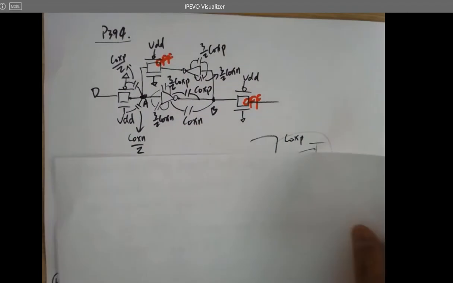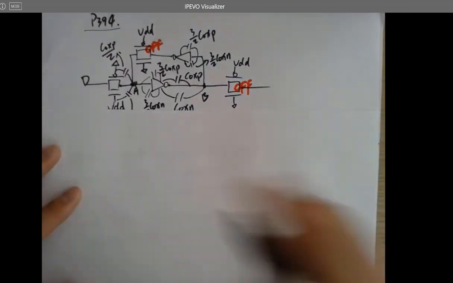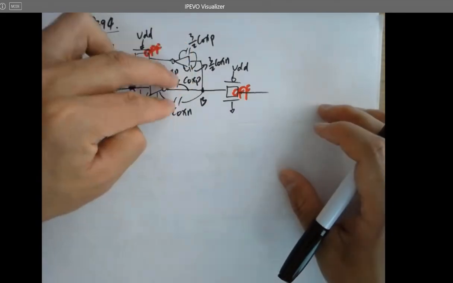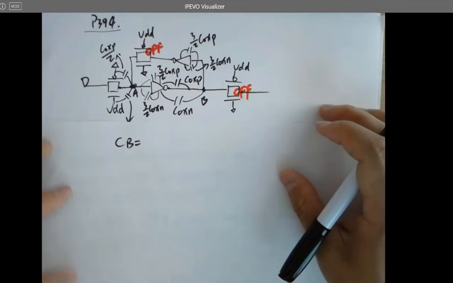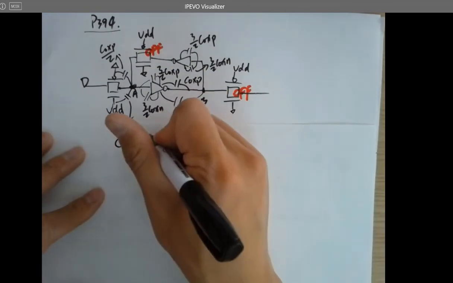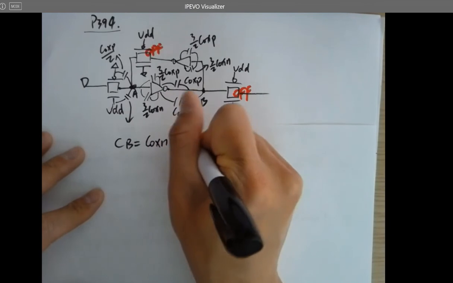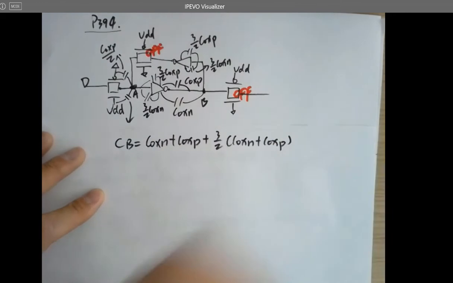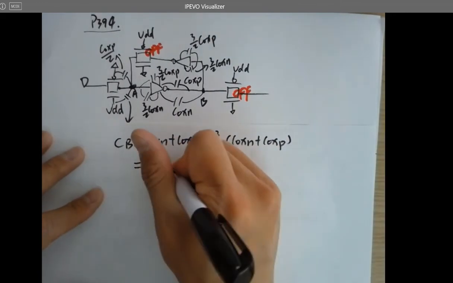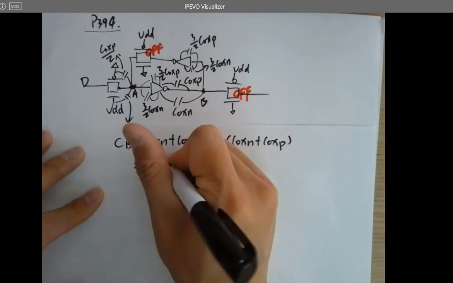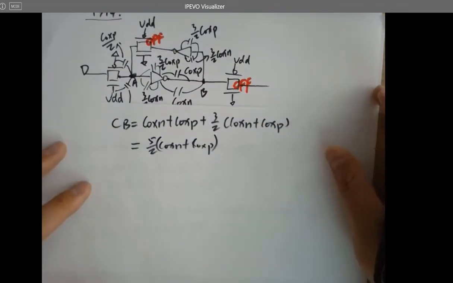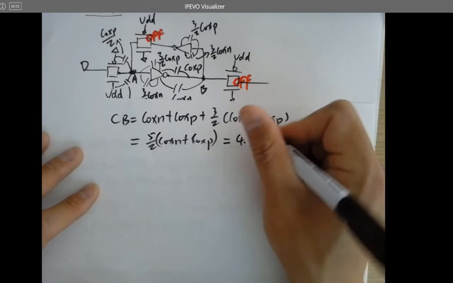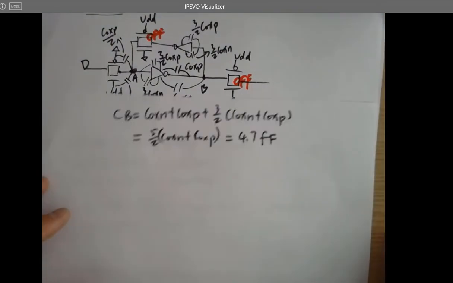So what about CB? What is CB? CB is these two plus these two, these two plus these two, which is Cox N plus Cox P plus 3/2 of Cox N plus Cox P, which is 5/2 of Cox N plus Cox P, which is 4.7 femtofarads for the calculation.